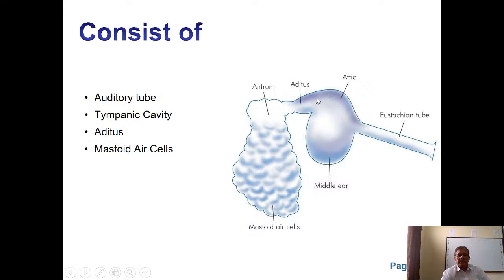How the epitympanum is connected by a small passage via the aditus into the antrum, which is the biggest air cell, and that in turn, the antrum is connected to various groups of air cells, which are like a honeycomb, and they are in connection with the antrum, and all these structures together are called the middle ear cleft.